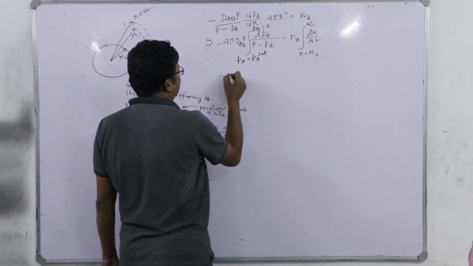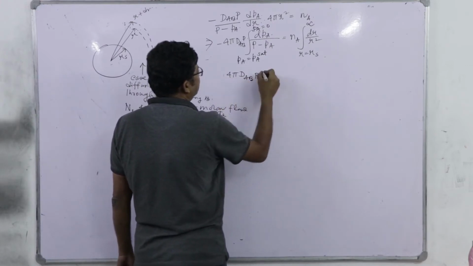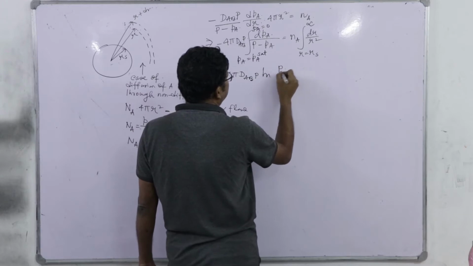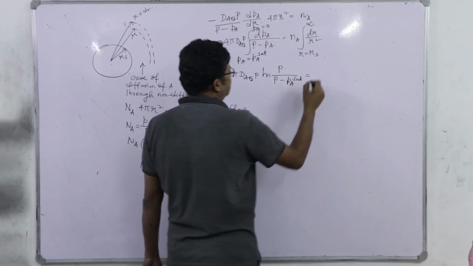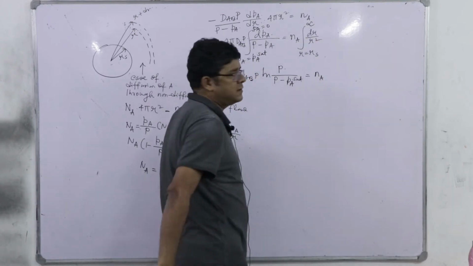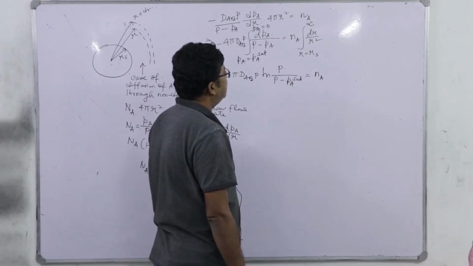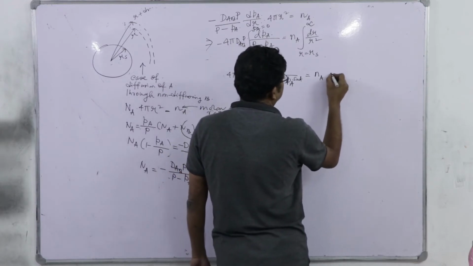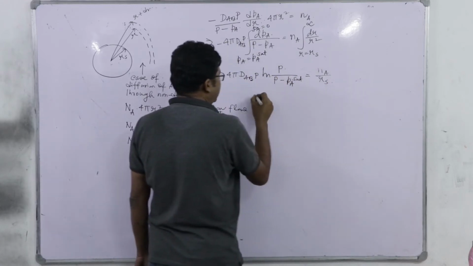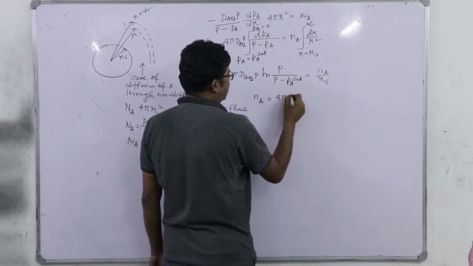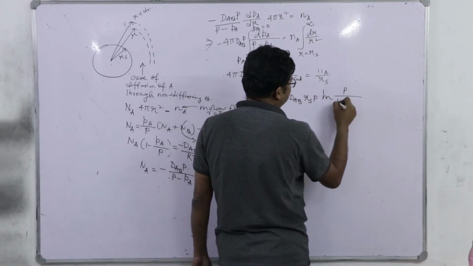So, here we have minus of 4 pi Dab into P ln of P divided by P minus Pa sat, and that is equal to na, times minus of 1 by r. So, at infinity it is 0, and it will simply give you na divided by Rs. So, na we can write as 4 pi into Dab into Rs into P ln of P divided by P minus Pa sat.